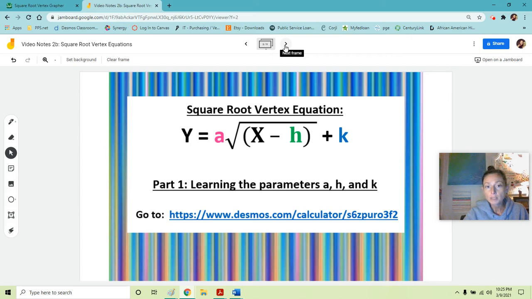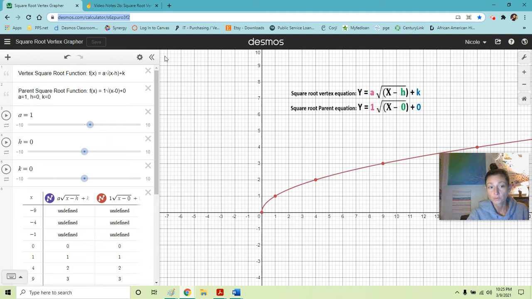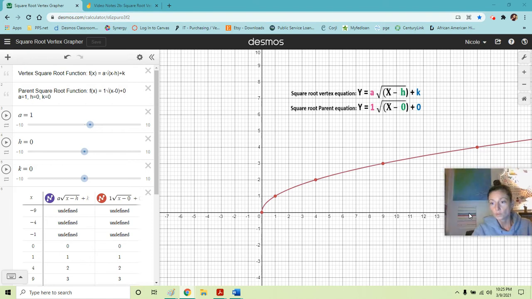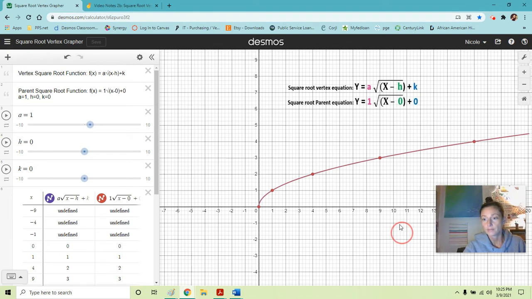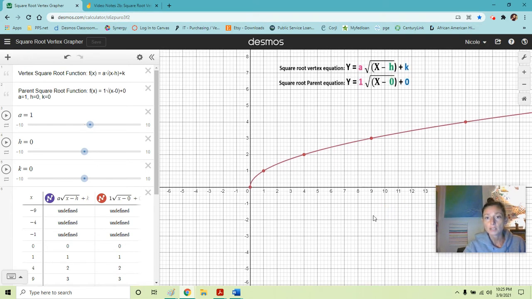All right, so we're going to be looking at the square root equation, and it's going to be set up just like we had with the quadratic equation. We have an a, h, and k, and we're going to be learning about those parameters, just like we did with the quadratic graphs. So if I pop over to that screen, what you'll see here is I have this graphing tool, and it's really similar to the one that I had for quadratic graphs. And we're going to be using this to figure out how a, h, and k work for this type of graph.